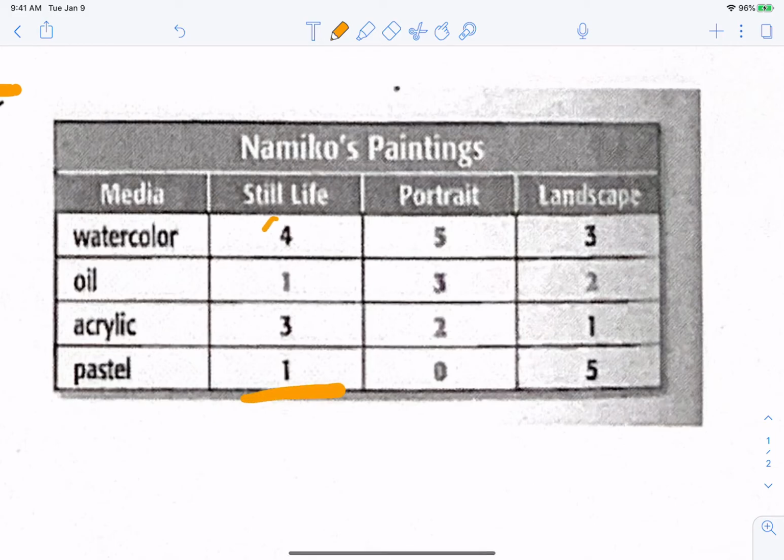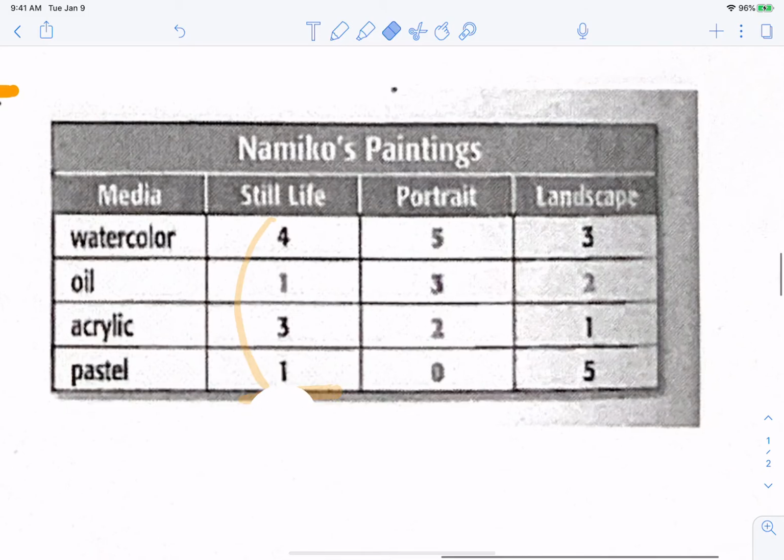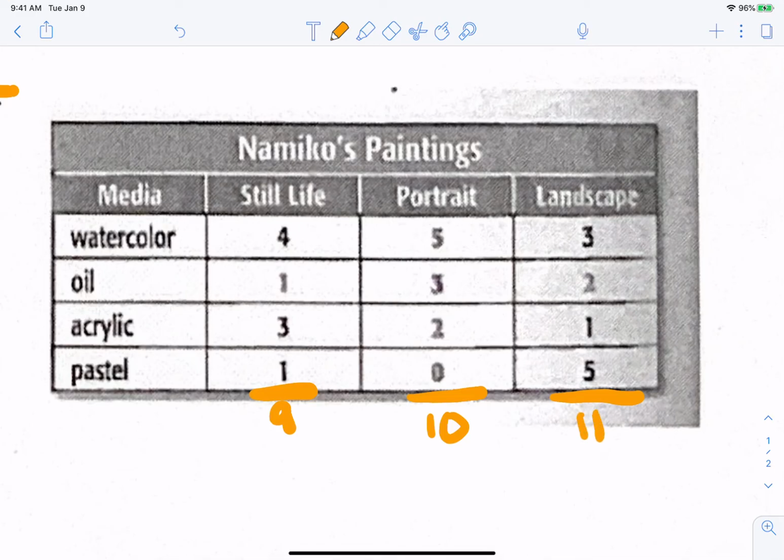So how many total still life did she have? If you add all these together, 9 total. Okay. How many portraits? 10. How many landscapes? 11. How many total watercolor? 12. That's 12. There are in the total of all them.